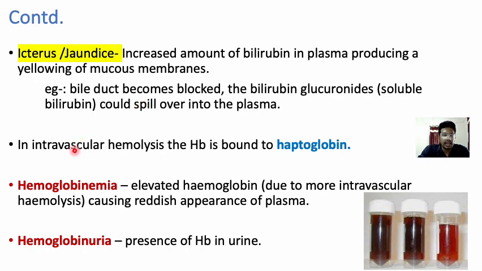In case of intravascular hemolysis, the hemoglobin is bound to haptoglobin. Hemoglobinemia is an elevated hemoglobin due to more intravascular hemolysis, causing a reddish appearance of the plasma. Hemoglobinuria is the presence of hemoglobin in urine. Here I have added two photos of this condition. If the hemoglobin is present in urine, the urine will be darker in color.